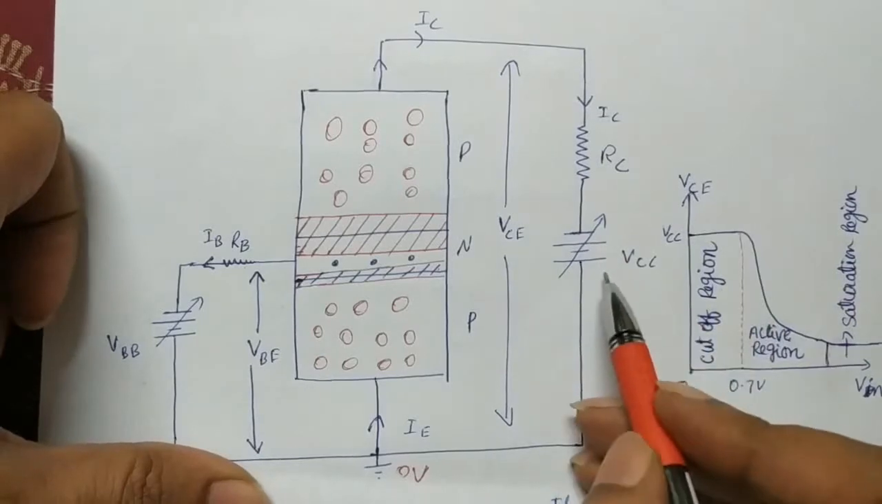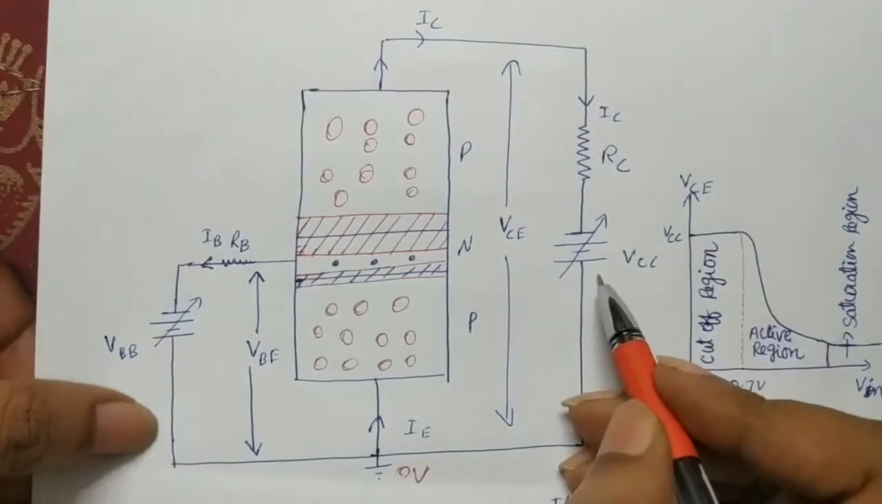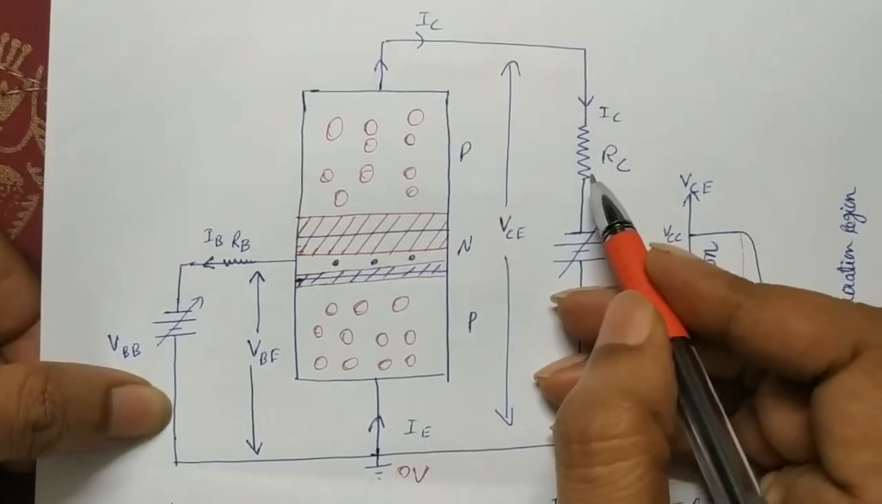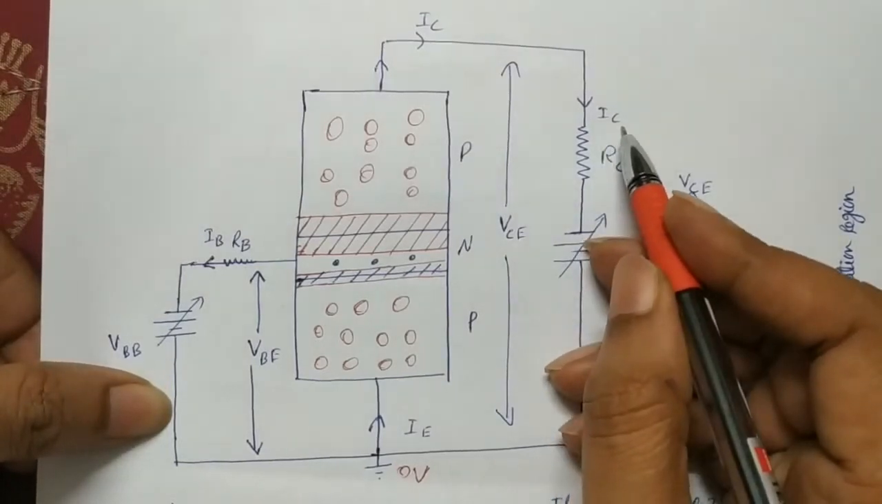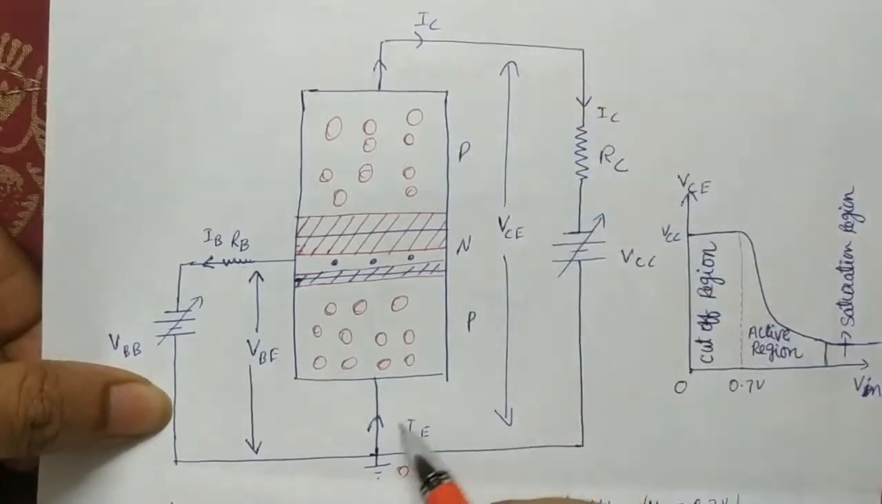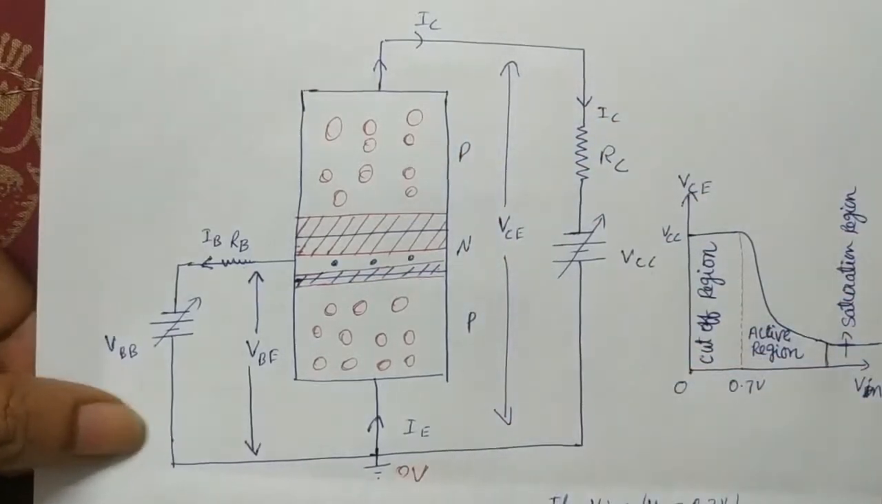Here the output biasing battery is VCC. Here a resistance is there, the collector resistance, and the collector current is IC. And the potential across collector and emitter, that is VCE, we can take.